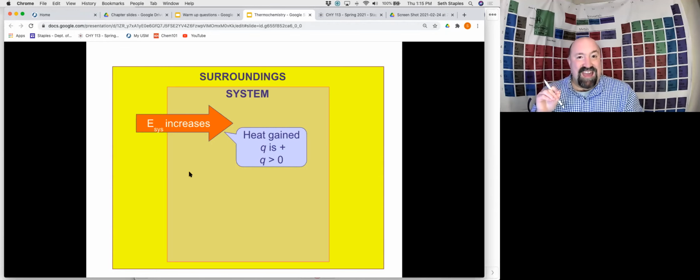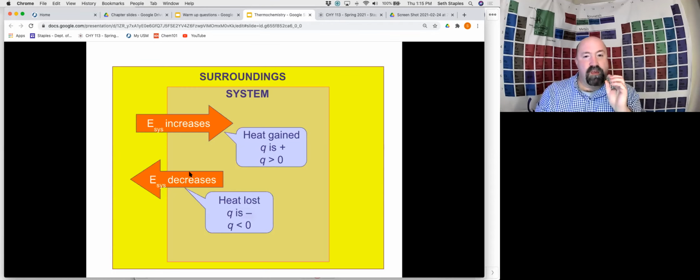So when heat is gained by the system, Q is positive because the energy of the system is increasing. If the system loses energy to the surroundings, then Q is negative. The system is decreasing in energy. The system's losing heat, the system's losing energy. That energy is going out to the surroundings, so the system lost energy, and so Q is negative.